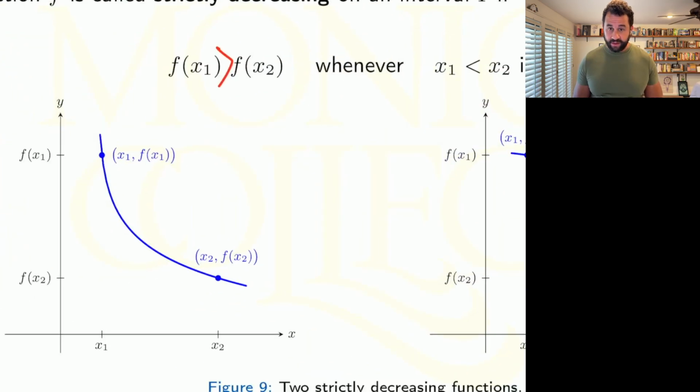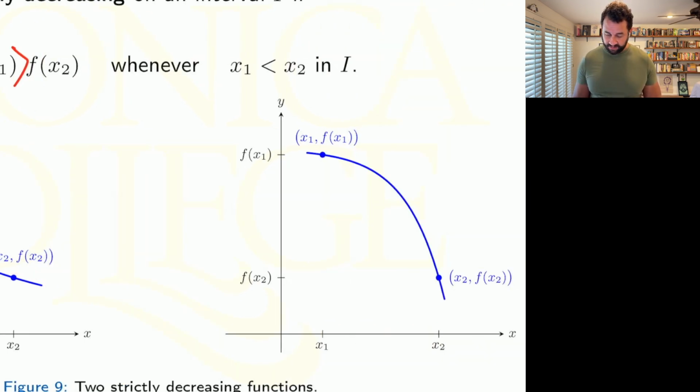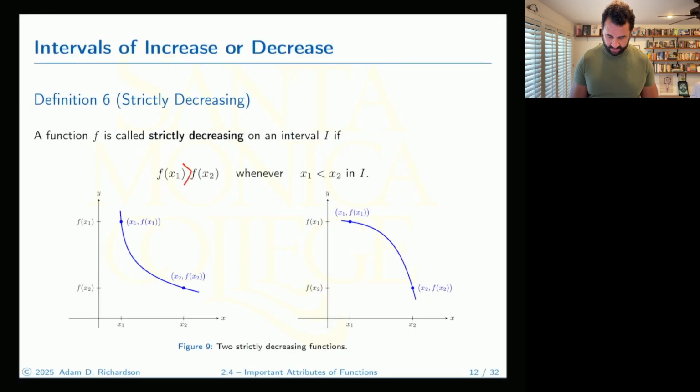Zoom in. Okay, here's a function where this is f of x1, and your function is going down. So the height f of x2 is strictly less than f of x1. That's what's happening. So this is a function that is strictly decreasing. Here is another function that is strictly decreasing. It's going down. f of x1 is strictly greater than f of x2. That's the basic idea. All right, so let me zoom out.